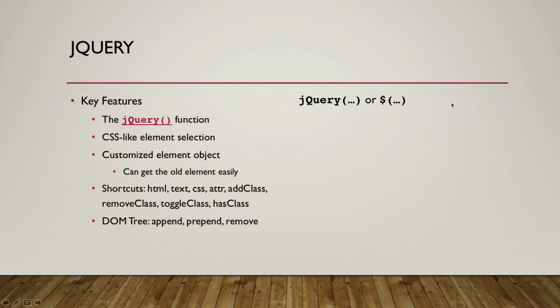It means that it's short. It doesn't have a verbose name, but it has a name that's easy to get to. And everything that we want to do with jQuery will be done off of this.